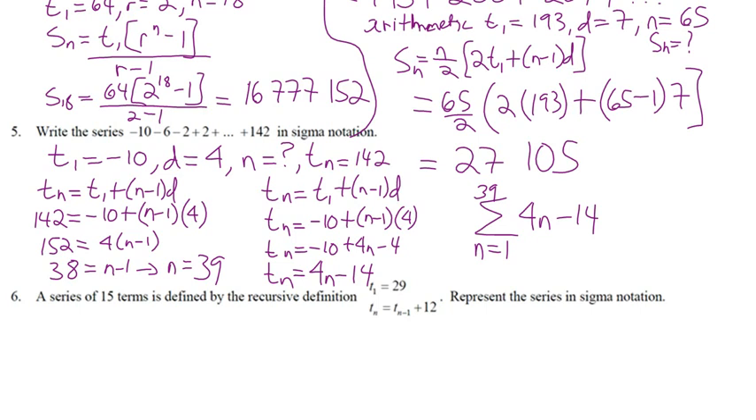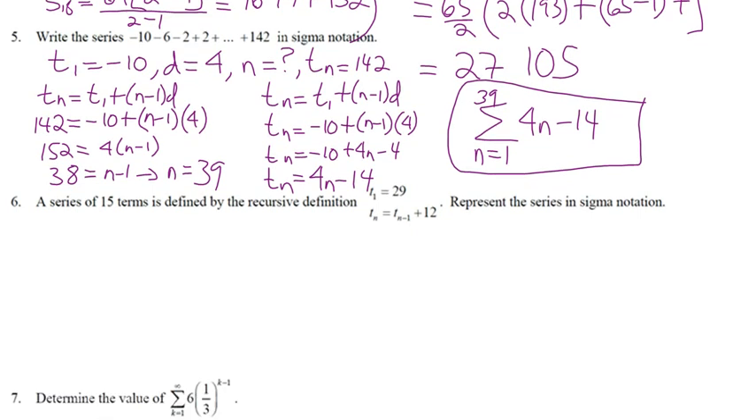Okay, but look at the steps we had to do. First of all, we had to figure out how many terms there are in the series, because we need that for our upper limit of the sigma notation. You say start at 1 and go to 39. Then you say, now I need the general term, so forget the 142. I need an expression for the general term, t sub n, which is 4n minus 14, and now I can write my sigma notation. And this is exactly the same as the series, right? One is just a shorthand for the other.